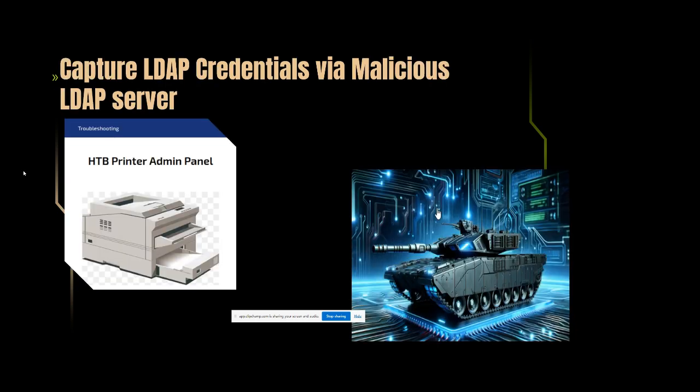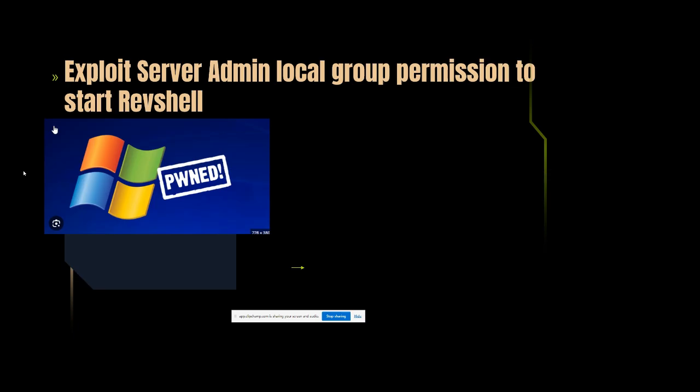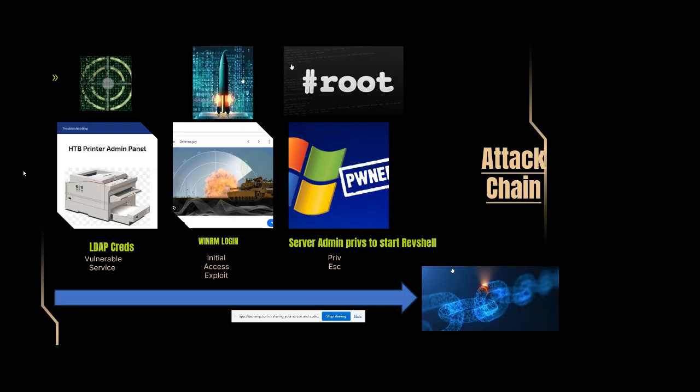We'll go ahead and capture some LDAP credentials via a malicious LDAP server. Doing so, we can go ahead and log in with WinRM. Then we'll exploit the Server Operators local group permissions to start a rev shell and pwn the Windows machine to gain system level access. This is going to be the attack chain.